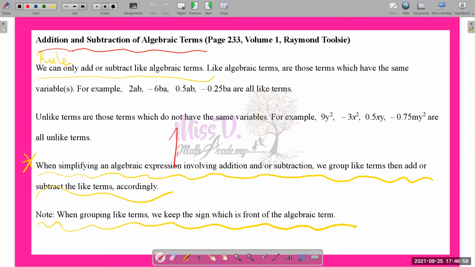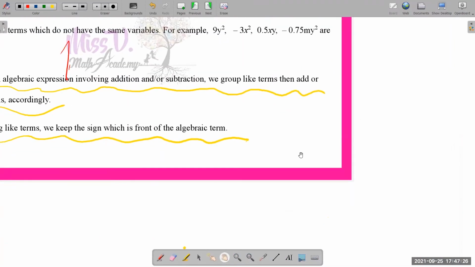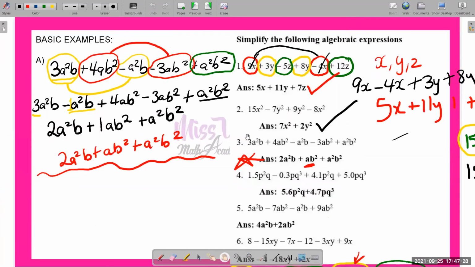Now, addition and subtraction. This is the first operation you're going to learn because the truth is it's probably the most intricate because you have to pay attention to the rules. The rule is simple. When you're adding and subtracting algebraic terms, there's a specific rule you have to remember. We can only add and subtract like terms. So if they're not like terms, you can't do nothing with it.